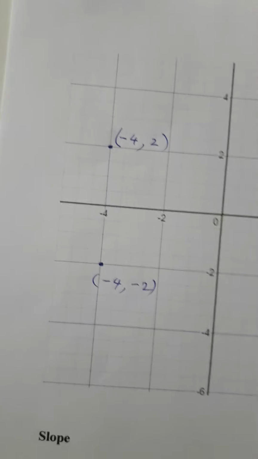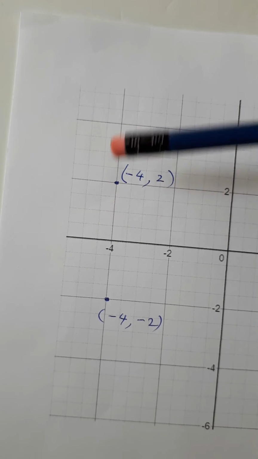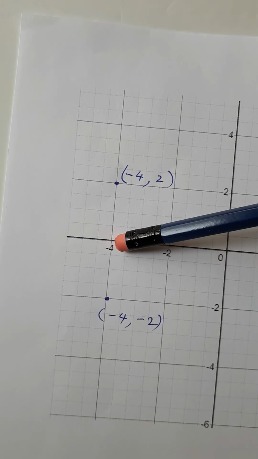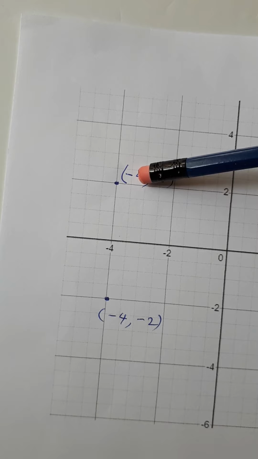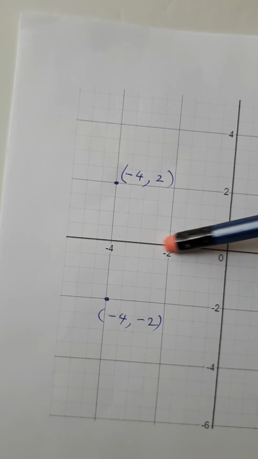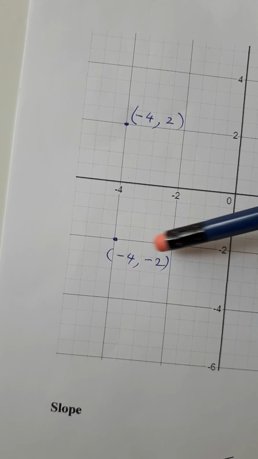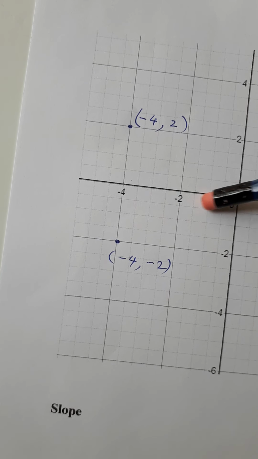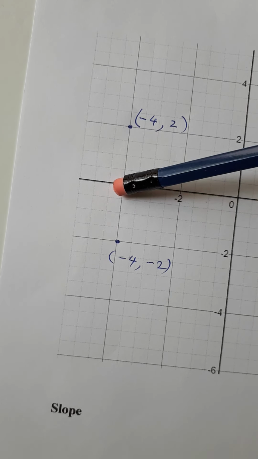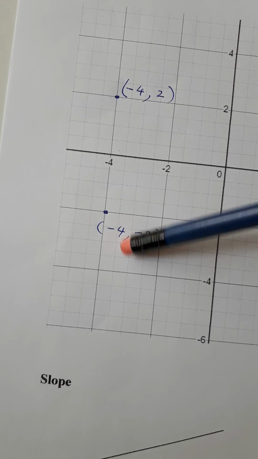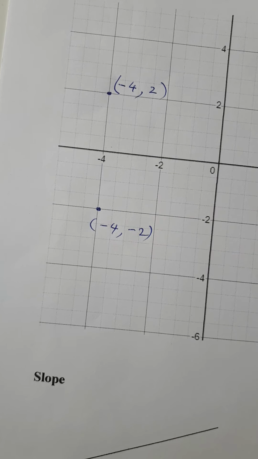This one. To reach this point, you have to go first along the x-axis to the left, 4 units. So your x-coordinate is minus 4, plus 2. You have to go up. This one, you have to go to the left. So minus 4, down, minus 2. So your coordinates are minus 4, minus 2.